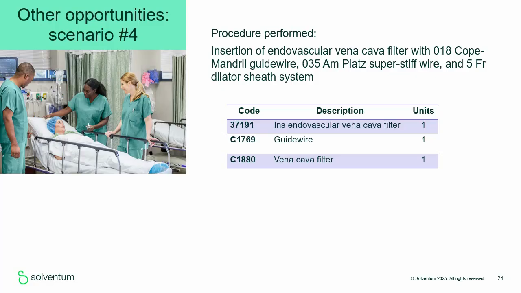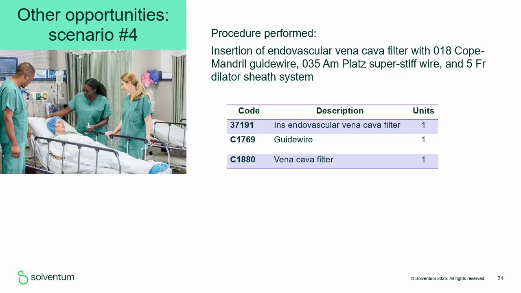There was an insertion of an endovascular vena cava filter, the 18 coat mandrel guide wire, the AM Platt super stiff wire, and the 5 French dilator sheath system. Is the vena cava filter insertion correctly reported? Yes, we have the procedure and we have the device. How about the guide wire, the C1769, is that correct?